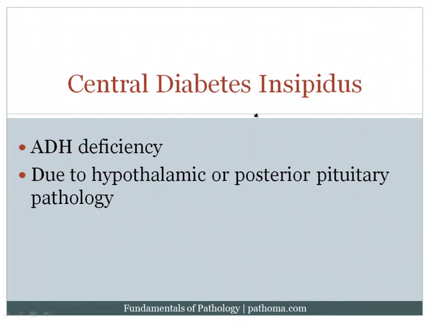Now, this can be due to hypothalamic pathology because, again, ADH is produced in the hypothalamus, or it could be due to posterior pituitary pathology because, again, ADH is released by the posterior pituitary. Some examples of pathology include tumor, trauma, infection, inflammation, etc.